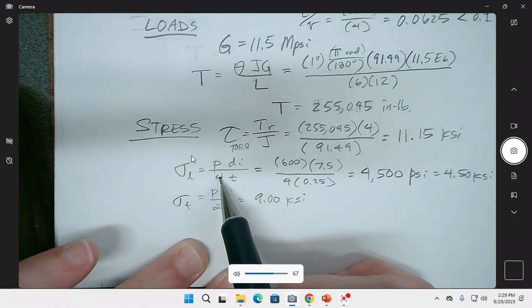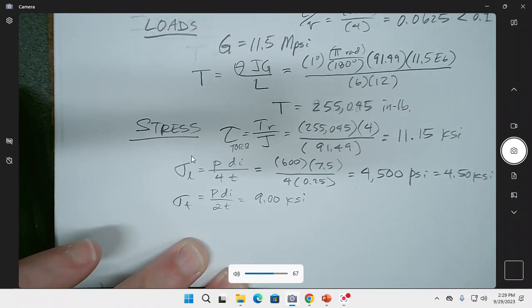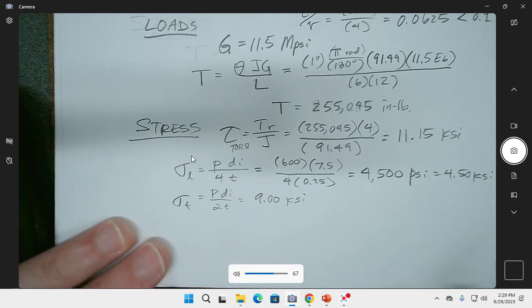Because you notice that that's divided by 4, that's divided by 2. So it's just, the hoop is twice the longitudinal. If you're dealing with the outside, save yourself a fraction of a second. No, that's a little bit.